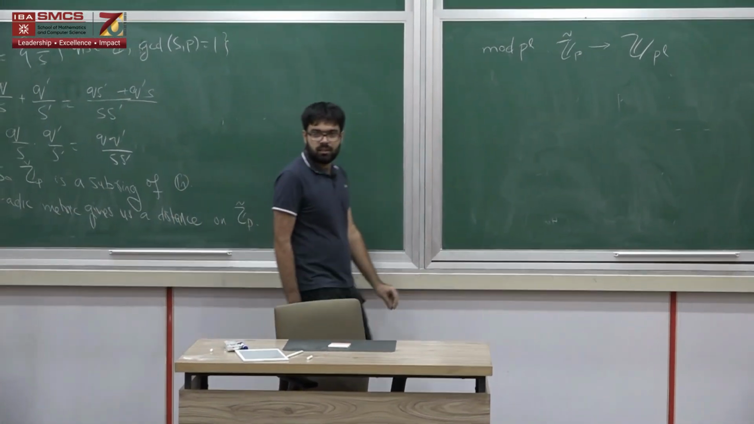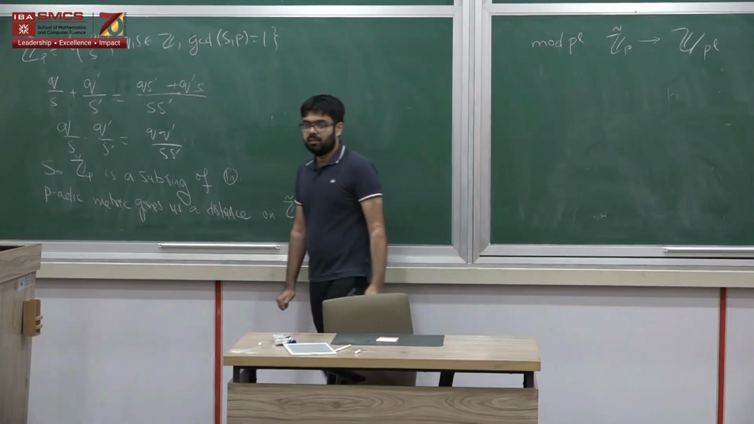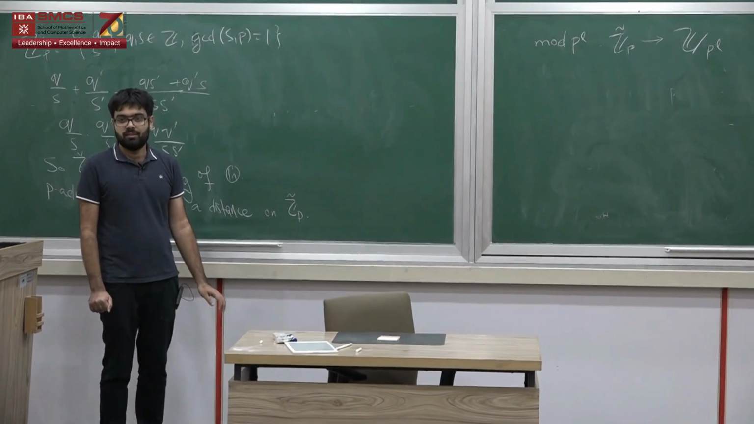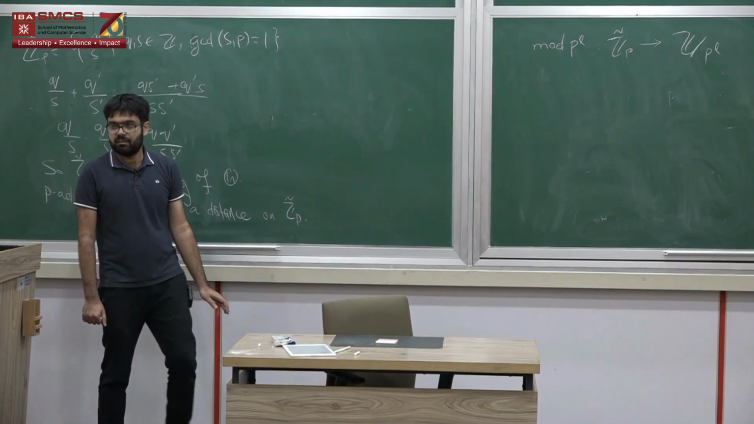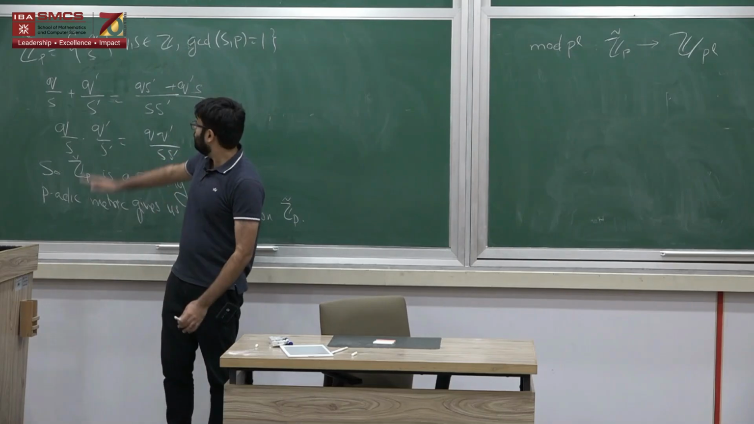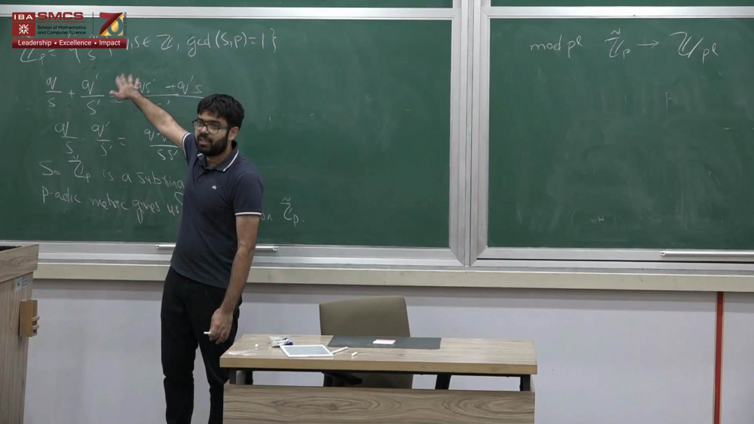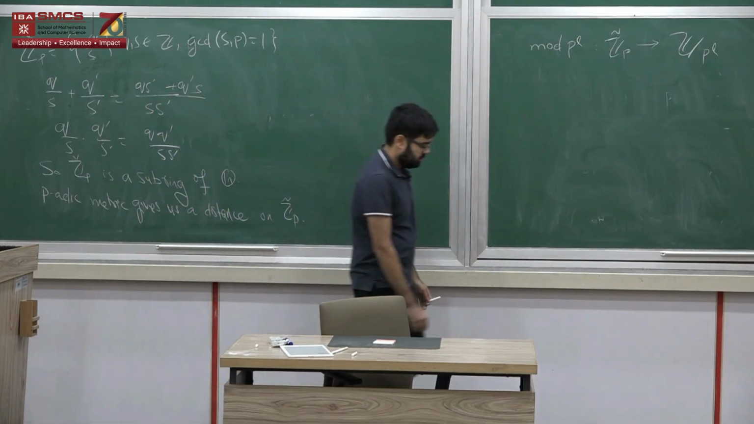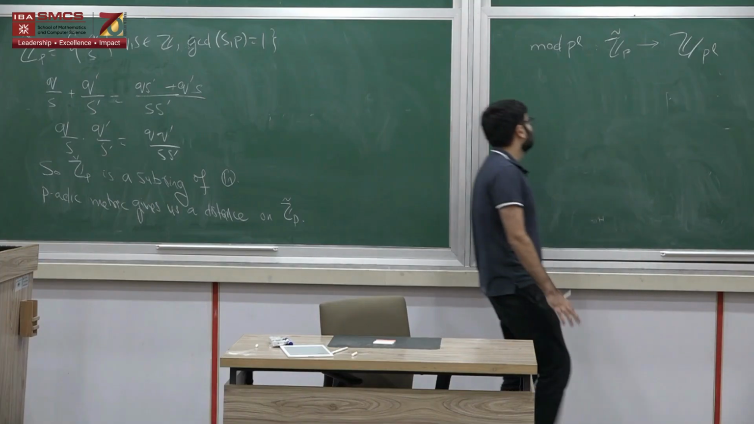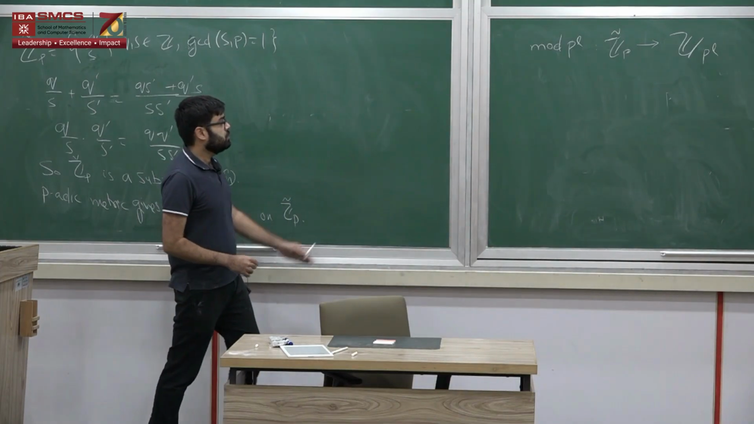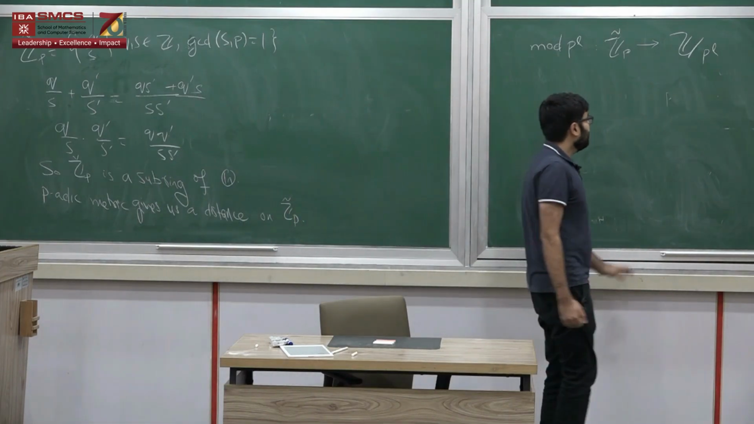Actually, I think it's a localization at the prime ideal generated by p, so it's localization of everything except p. Yeah, the prime ideal generated by p. Yeah. So okay. So we have this map, and this is very good.